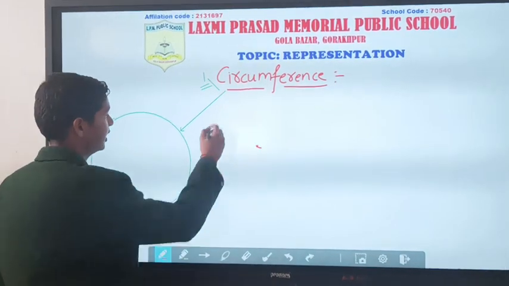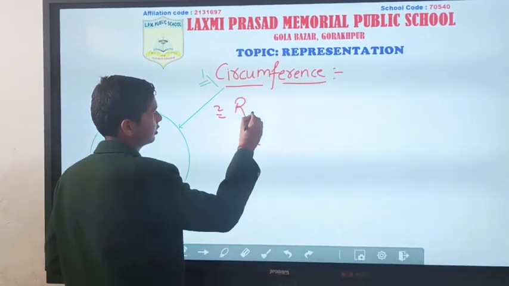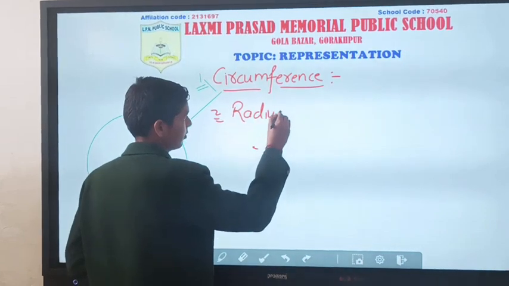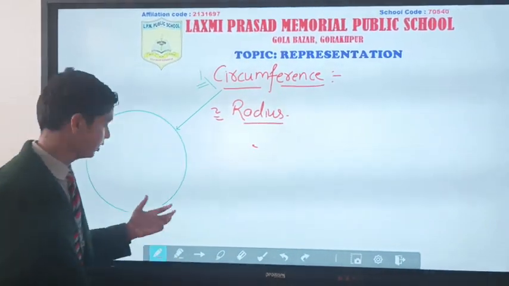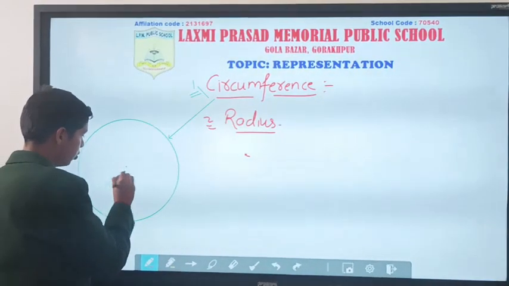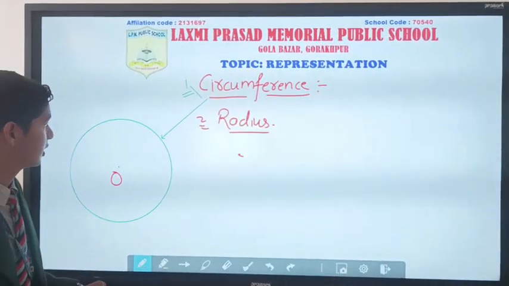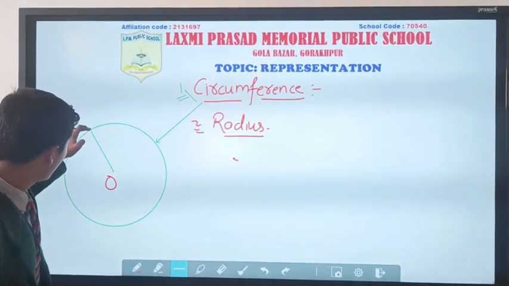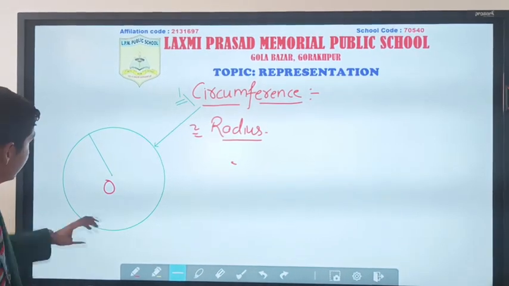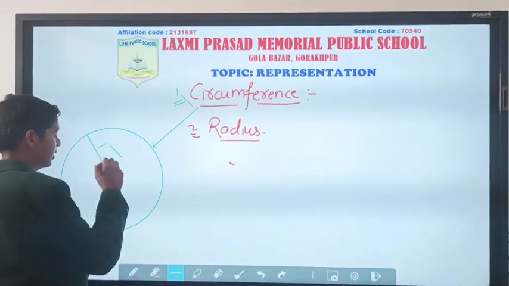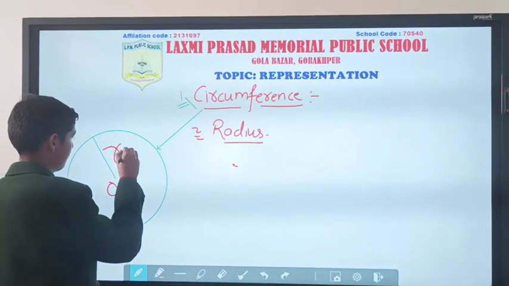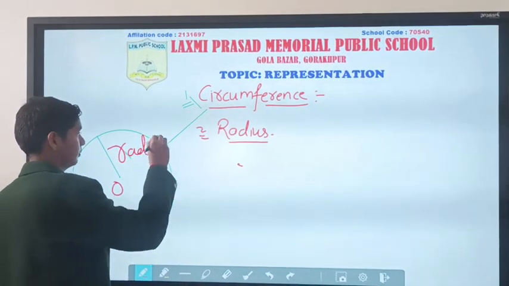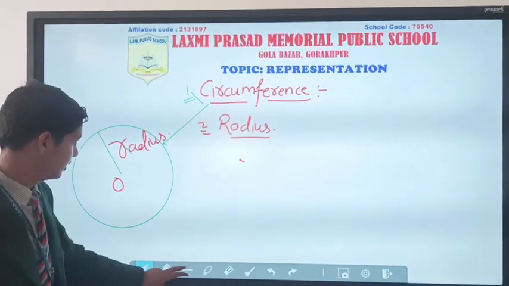Our second terminology is the radius of the circle. In the past I told you that there is a point O at the center of the circle. Now if I draw a line from this center to any point on the circumference, this line is classified as the radius. So this is the radius.